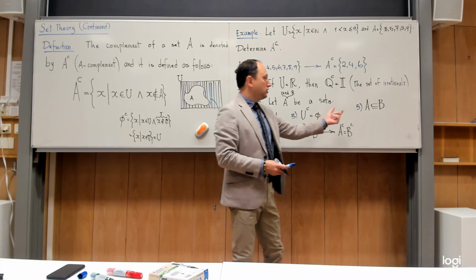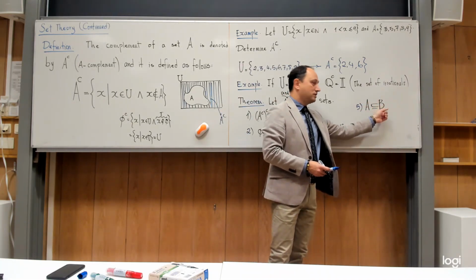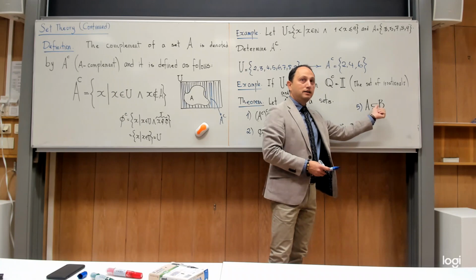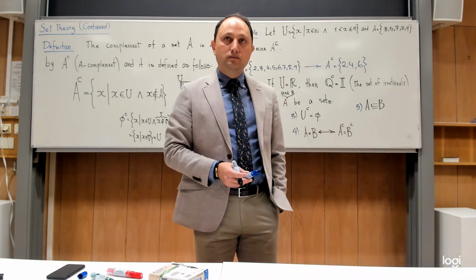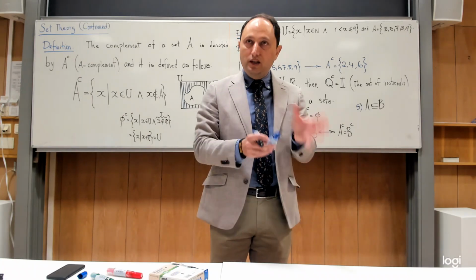Now I am giving you two sets, and I am telling you that one of them is a subset of the other one, and I am asking you, how is the relation between the complement of A and the complement of B? The complement of B is a subset of the complement of A. Is that understandable for everyone? It would be the other way around, yes?